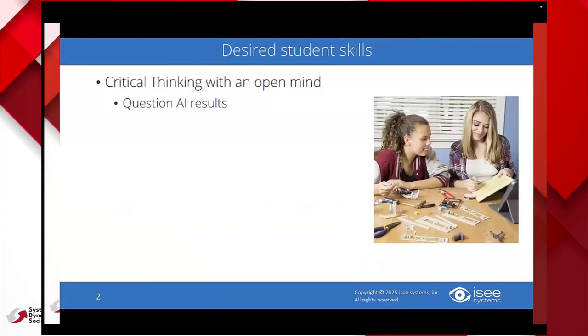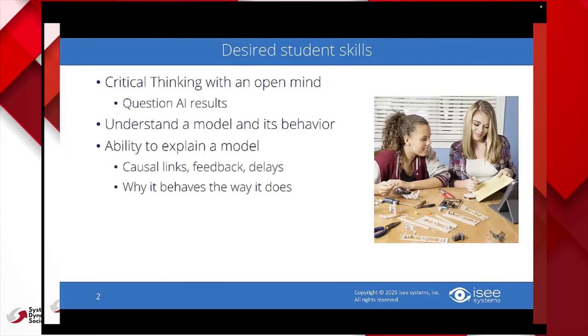These are critical thinking, first of all, and second of all, an open mind, not just in what you see from what the AI gives you or what other people tell you, but also about what you generate. Keep an open mind about everything you generate. You should question the AI, of course, but question yourself as well. We want students to be able to understand a model and its behavior, and that includes CLDs, the ability to explain a model, causal links, feedback, delays, why it behaves the way it does.